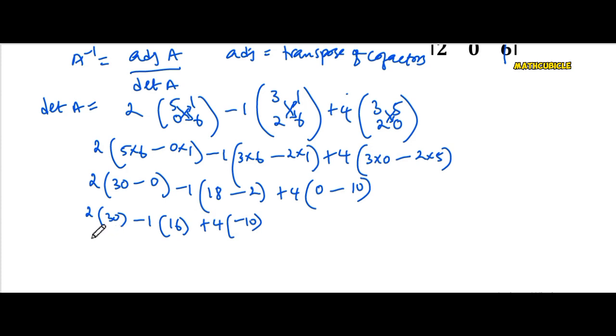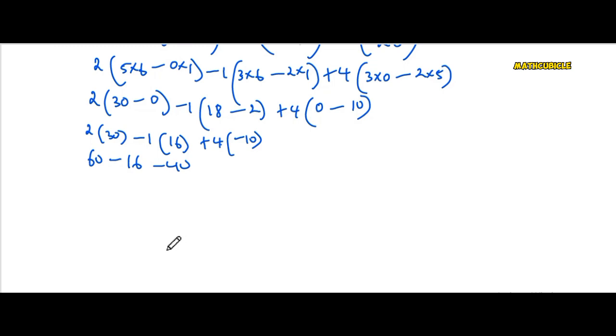So this becomes 2 times 30 is 60, minus 1 times 16 is 16, 4 times minus 10 is minus 40. So 60 minus 16 is 44. 44 minus 40 is 4. So determinant of A is 4.